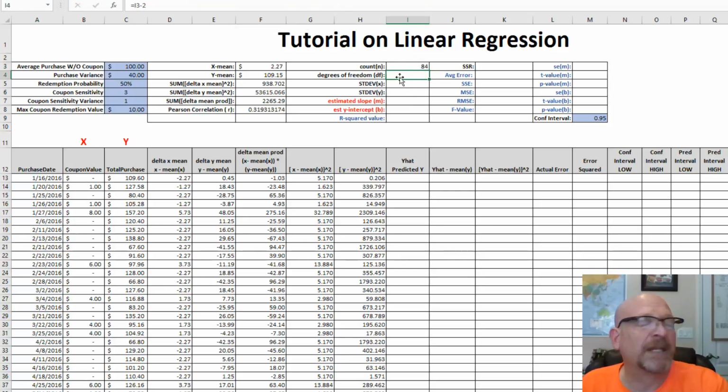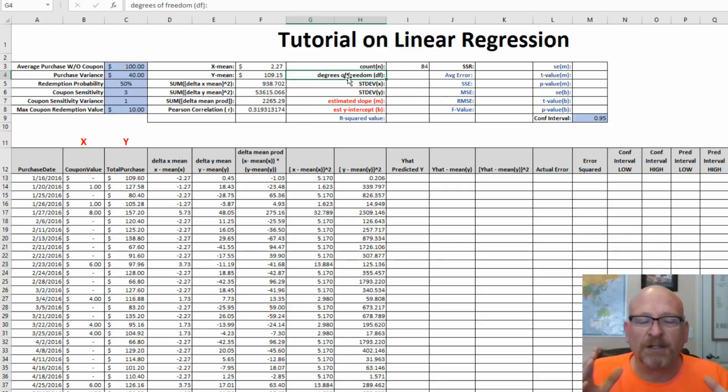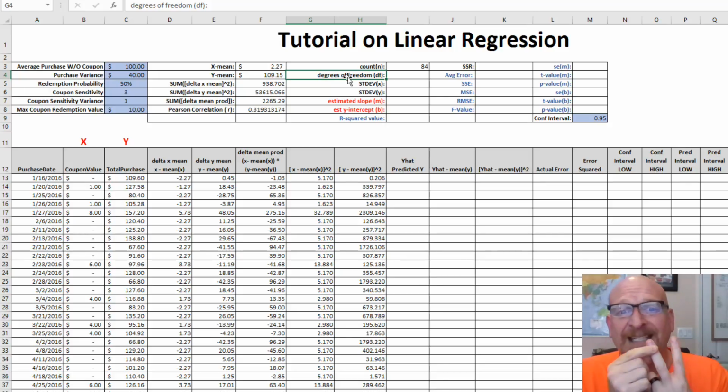Okay. Now, the next thing we're going to talk about is called degrees of freedom. Now, degrees of freedom is kind of a very hard thing to understand, but it's related to two things. One, it's related to the number of rows of data that you have. And the second thing it's related to is the number of independent variables that you have.